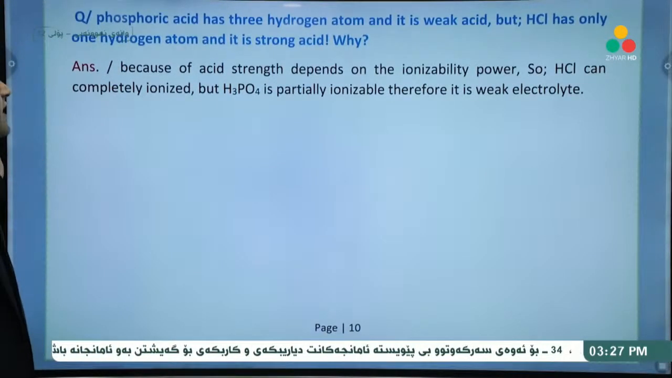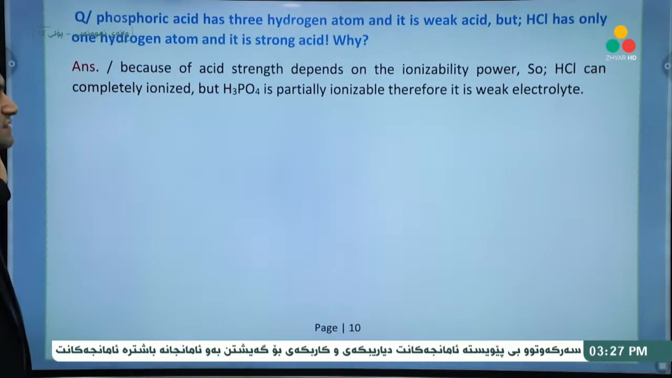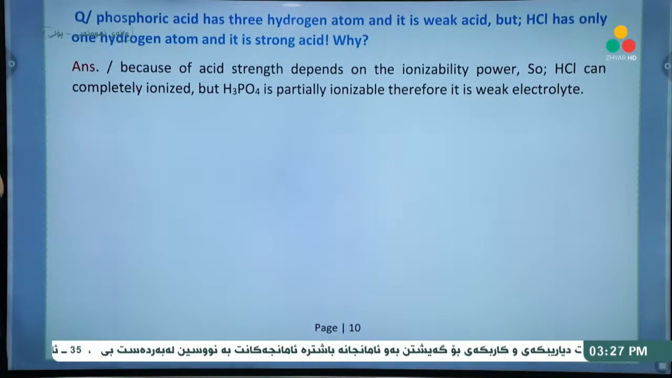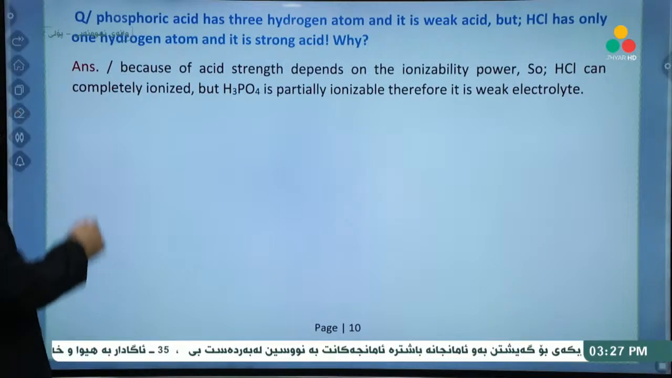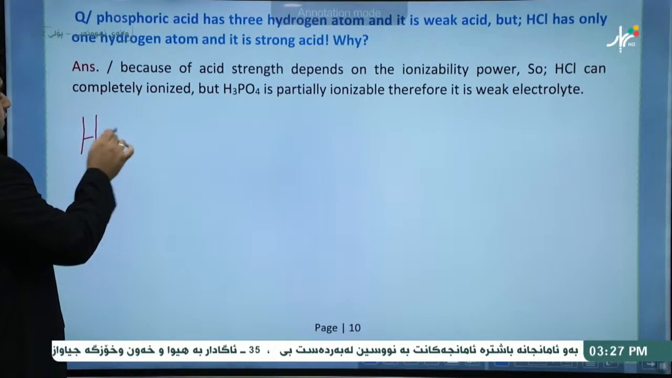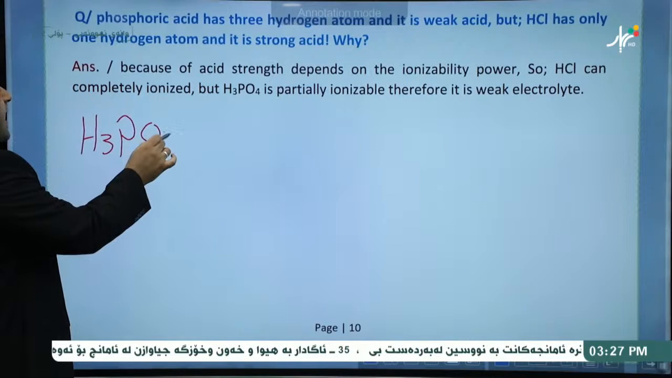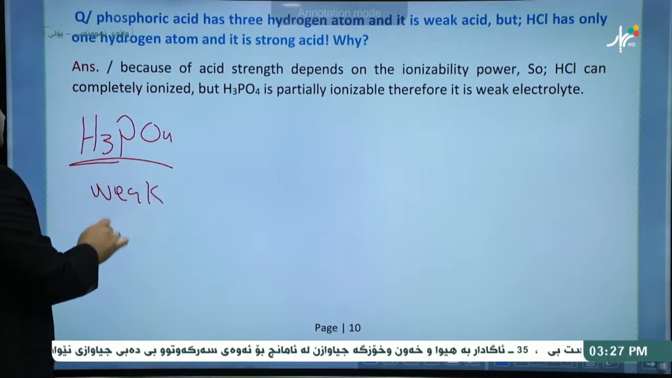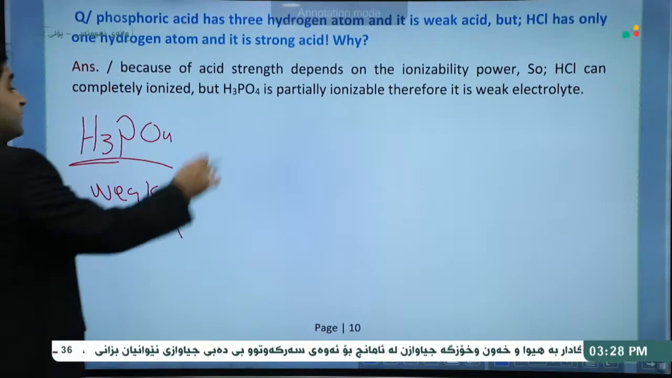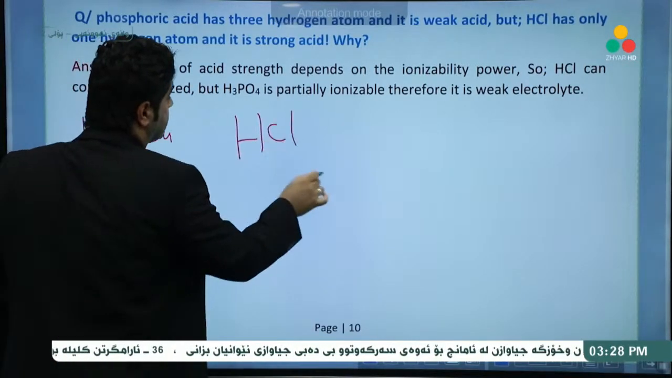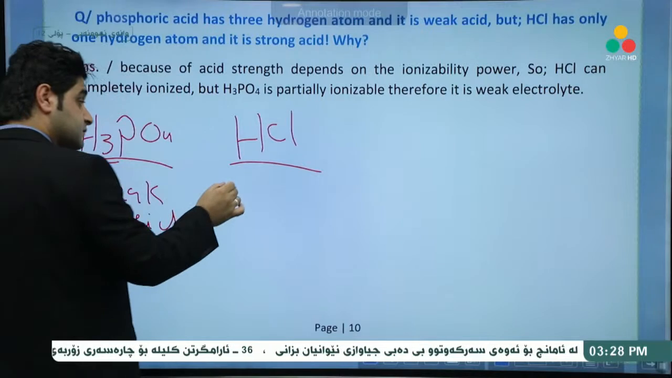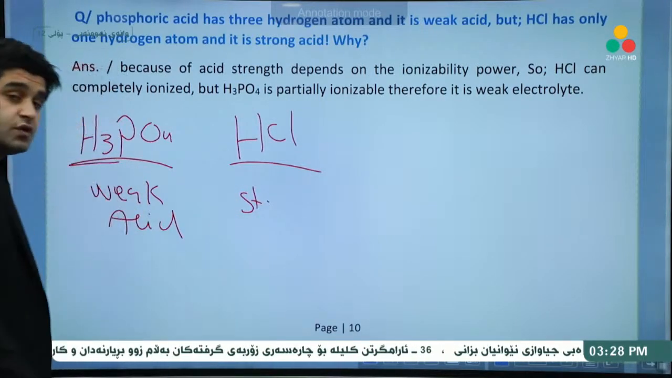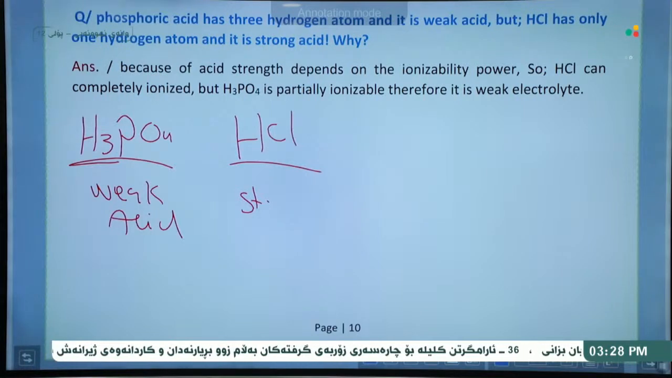Phosphoric acid, H3PO4, has 3 hydrogen atoms and it's a weak acid, but HCl has only 1 hydrogen atom, and it's strong. So what's the deal with that?